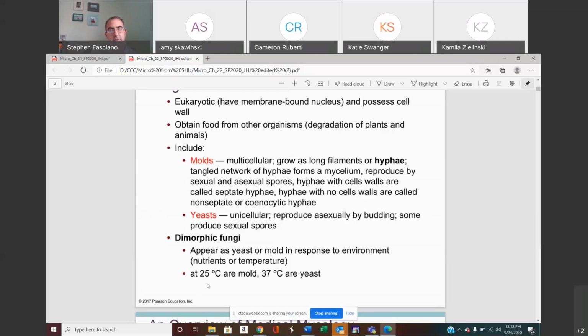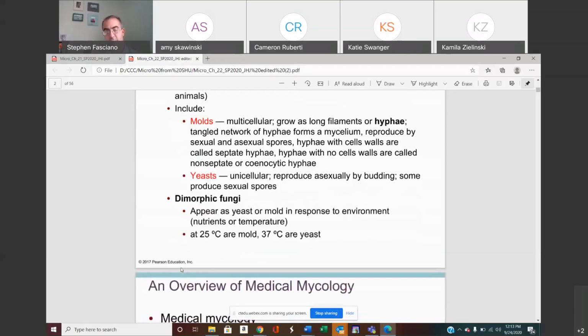Just so you know, these temperatures are in Celsius. 25 degrees Celsius is about room temperature. That's about 70 degrees. 37 degrees Celsius is body temperature. It's 98.6. So these things a lot of times look like a mold, maybe in your house or in the environment. And if they get into your body, we'll see that a lot of these things are actually inhaled. When they get into your body, which is 37 degrees Celsius, they can become yeasts, right? Or they appear more as yeasts. And so they can reproduce asexually and produce spores and cause all kinds of problems.